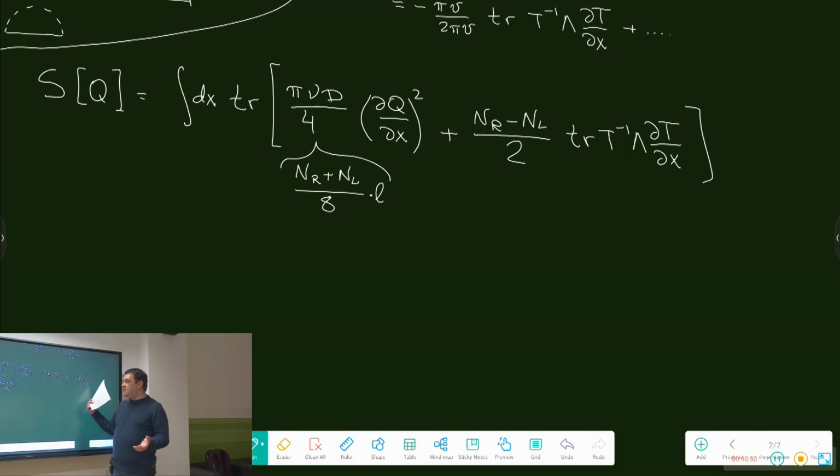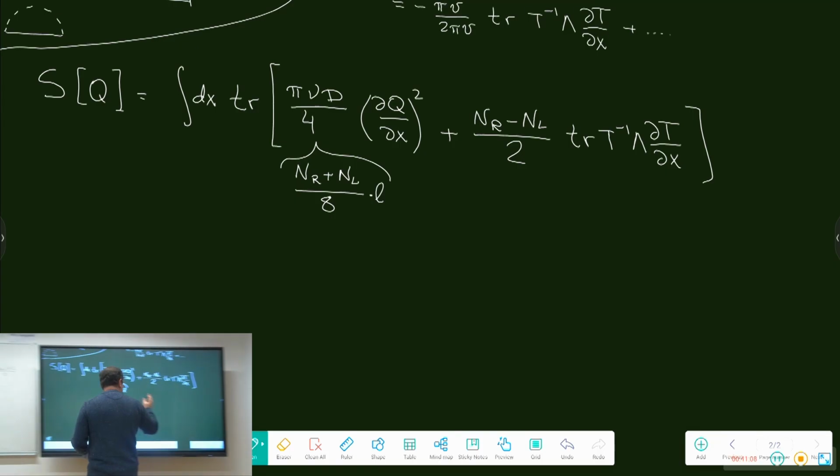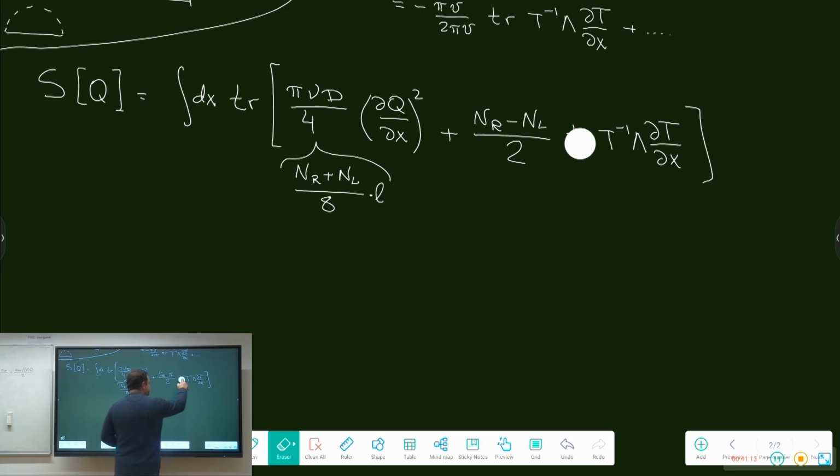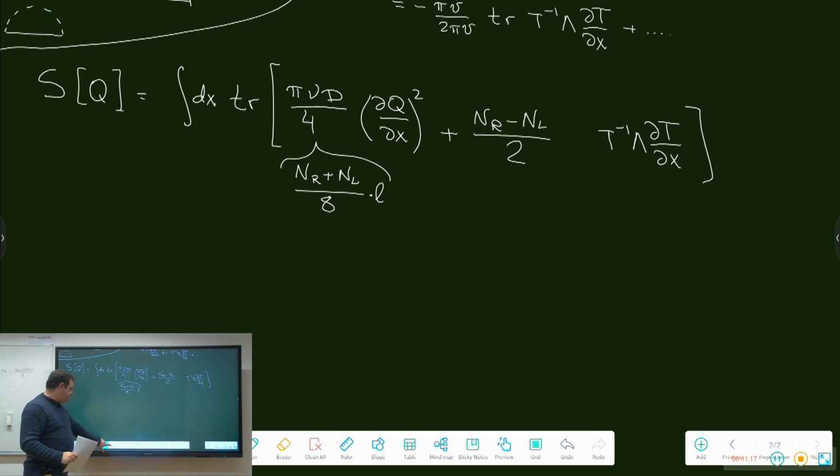Which means this thing violates gauge symmetry. When you do a gauge transformation, matrix T changes, but matrix Q doesn't. So the action should not change, but it will because it's written in terms of T. This is outrageous. Another outrageous thing is that I have a trace of a trace. This should not happen. I have a trace outside.